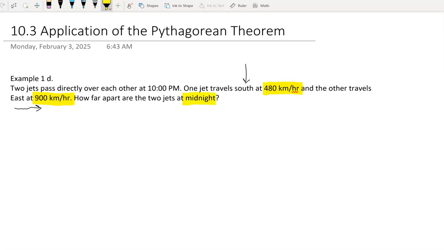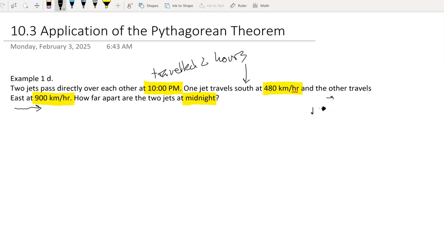So this is actually some interesting information. At 10 p.m. the planes are directly above each other, so I'm going to draw a picture here. The planes are going to be right on top of each other, and one is traveling south and one of them is traveling east. And at midnight they will have traveled for a bit. So how long have they been traveling since they passed over each other? Well, they've been traveling 2 hours since they passed directly over each other.